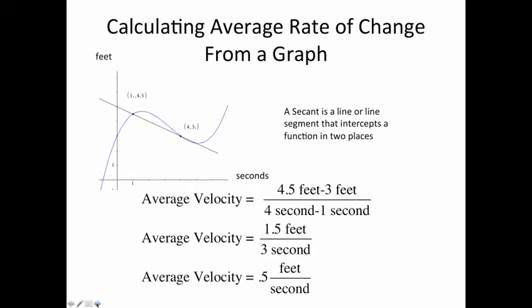We also want to calculate average rate of change from a graph. Here we have a graph, and we want to find the average rate of change from time 1 to time 4. I've drawn in the secant line to show that average rate of change. And this is the same as the table. Once you have the 2 points, you just take the y coordinates and subtract them, and take the x coordinates and subtract them, and divide, and you find the average velocity. So in this case, the average velocity was 0.5 feet per second.